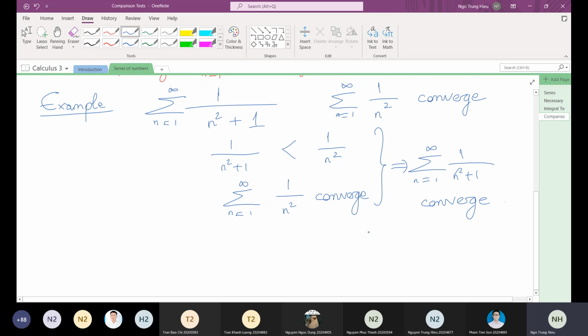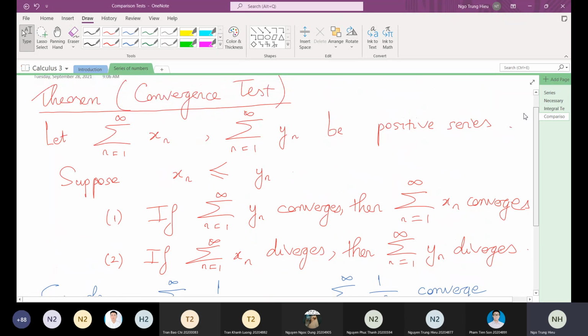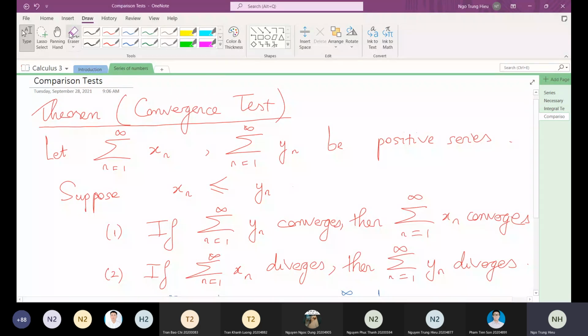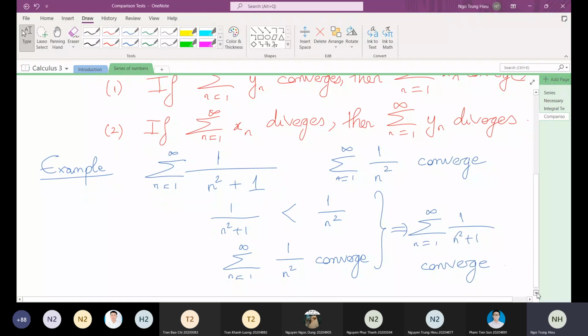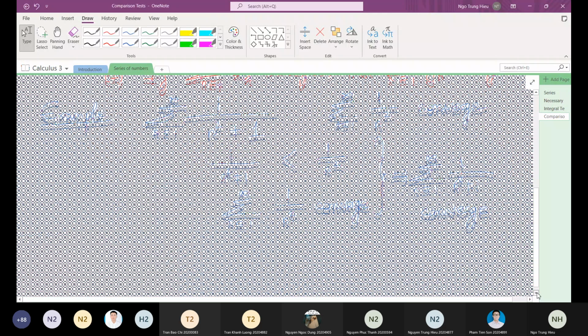So we have two comparison tests. Let us call our first theorem comparison test number 1. And we'll have another comparison test, which is comparison test number 2.